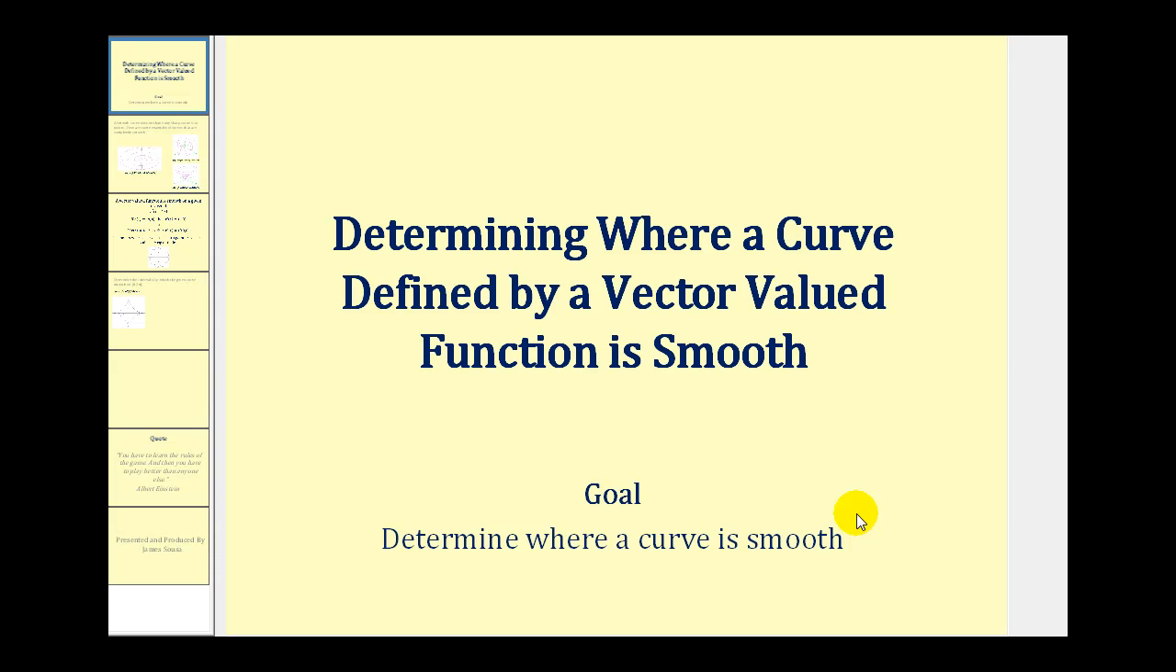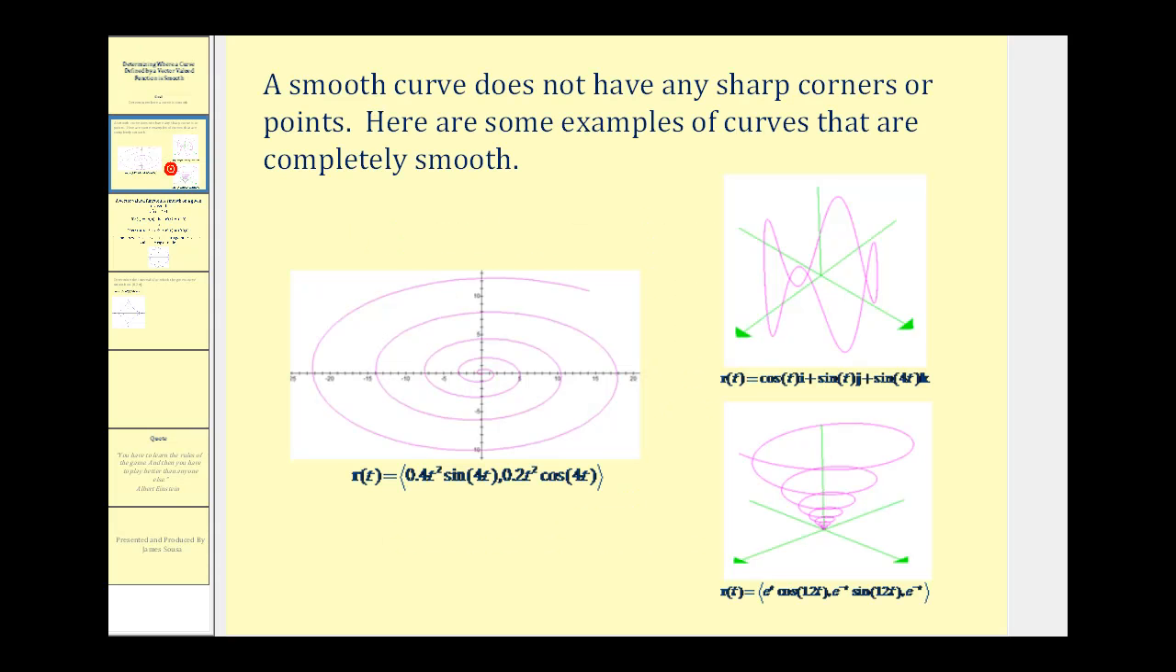Welcome to a video that will show how to determine where a curve defined by a vector valued function is smooth. First, a smooth curve does not have any sharp corners or points, so here are some examples of curves that are completely smooth. Again, notice there are no sharp corners or points on any of these curves, whether it's a plane curve or a space curve.